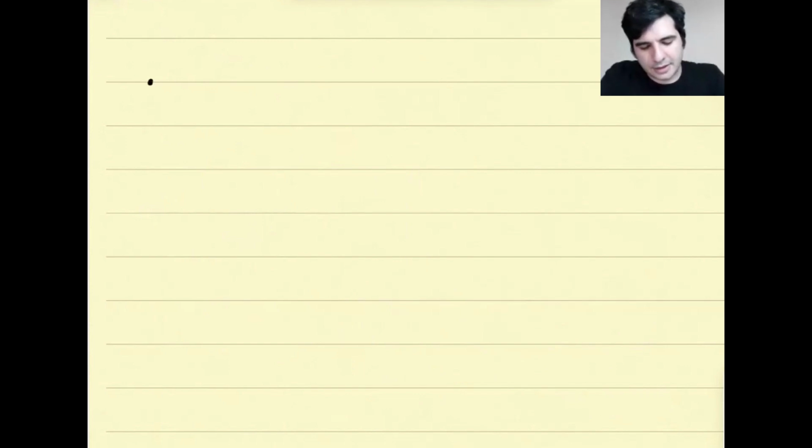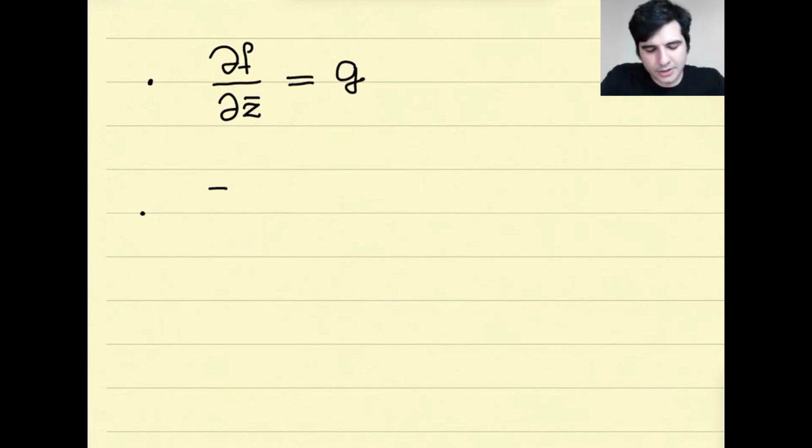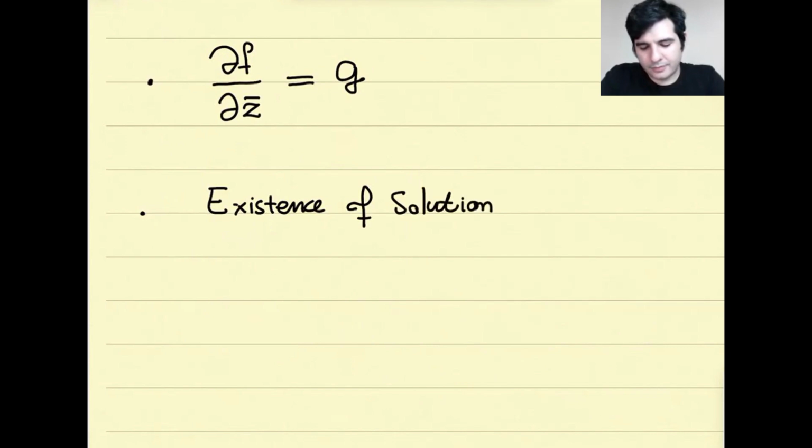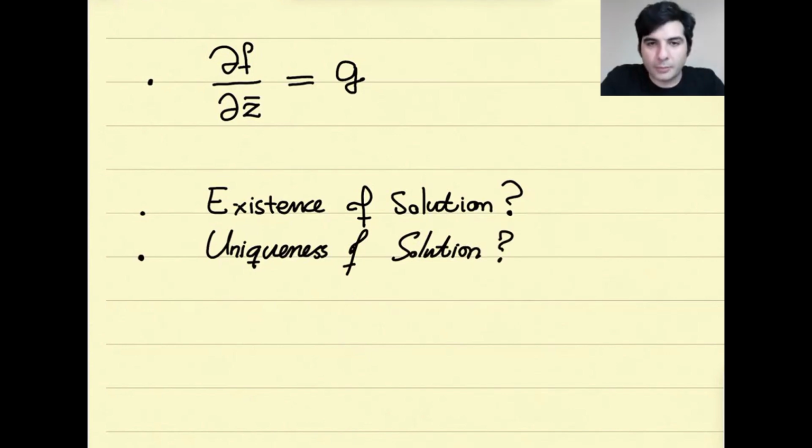Okay, so this is the equation. Derivative of f with respect to z bar is equal to g. So there are two questions, just like the real case. One is the question of existence of solution. Is there any solution f? And then the other question is, just like the real case, the uniqueness of solution. Is there just one solution? In the real case, we learned it's unique up to addition by a constant. What is the uniqueness theorem here?